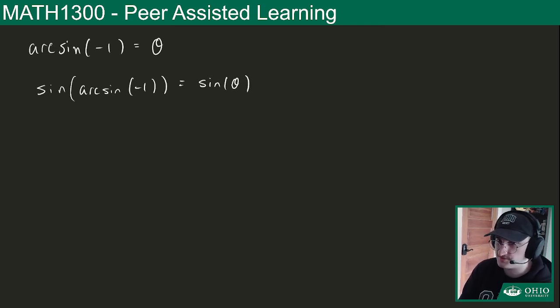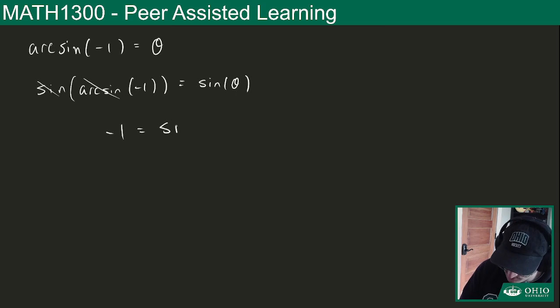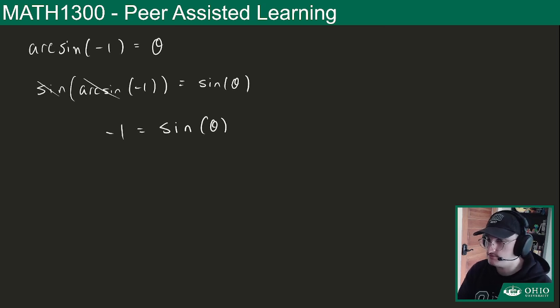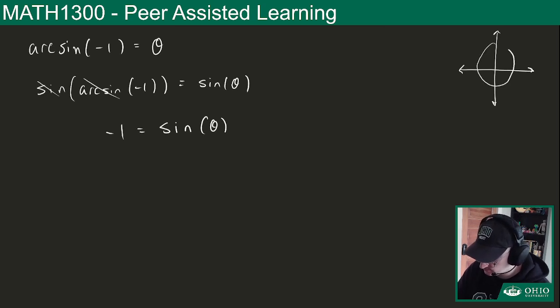and from a property of inverse functions, these two are going to kind of cancel each other out or undo each other, and we're now left with this equation, which is a lot easier to solve. I don't have a unit circle, but if we look really quickly, well, when is the y value of the unit circle -1? Well, that's going to happen at this point right down here.